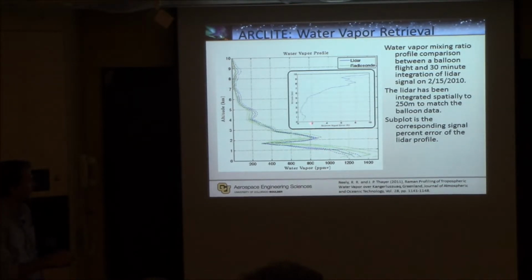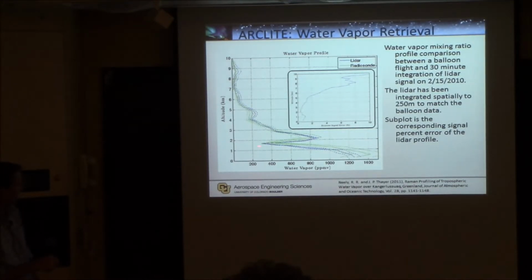We have signal percent errors on the order of 6 to 8% by the time we get up to 10 kilometers. But as you can also imagine, water vapor gets very dry in the upper troposphere. And so most of the tropospheric water vapor lies in this lower altitude here. And so we could do quite well with that.